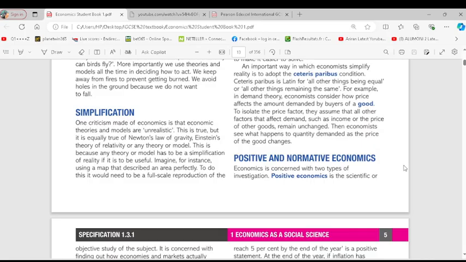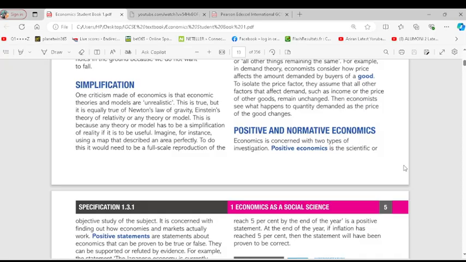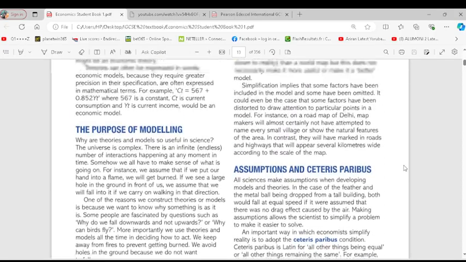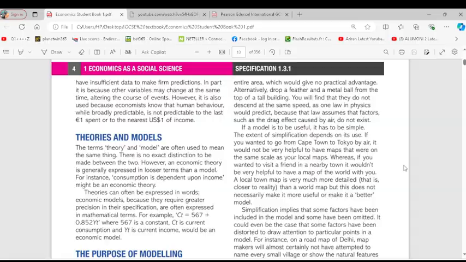Simplification. Are you there? Yes. Simplification. One criticism made of economics is that economic theories and models are unrealistic. They are based on assumptions. This is true, but it is equally true of Newton's law of gravity, Einstein's theory of relativity, or any other theory or model. This is because any theory or model has to be a simplification of reality if it is to be useful. Imagine, for instance, using a map that describes an area perfectly. To do this, it would need to be a full-scale reproduction of the entire area, which would give no practical advantage.